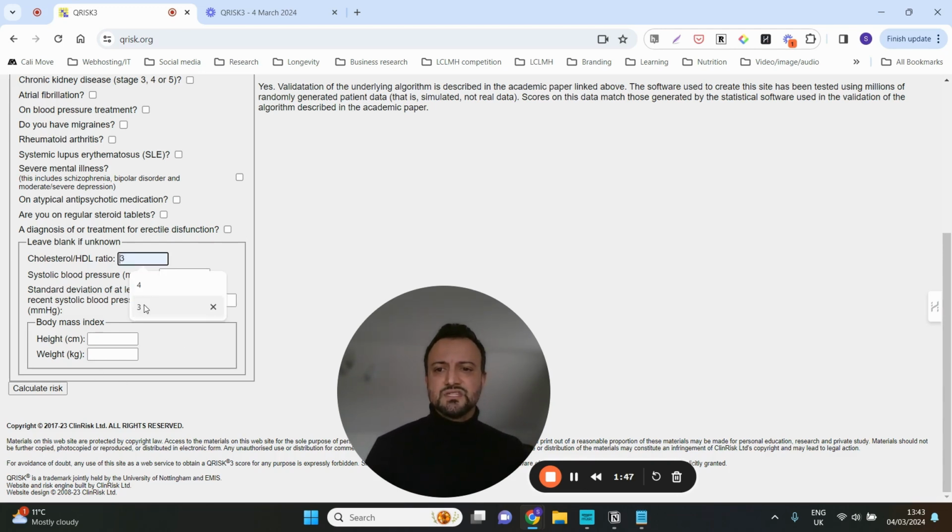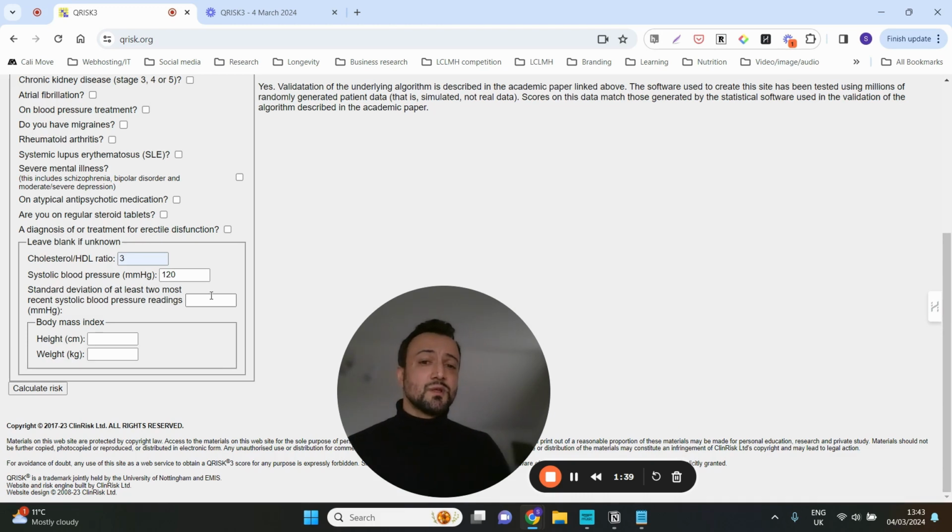So my cholesterol to HDL ratio, I'm going to put that as 3. My systolic blood pressure, I'll put as 120. The systolic blood pressure is the pressure at which the heart pumps blood out of the body, not the pressure at which it arrives back. That's the second number, the diastolic number.